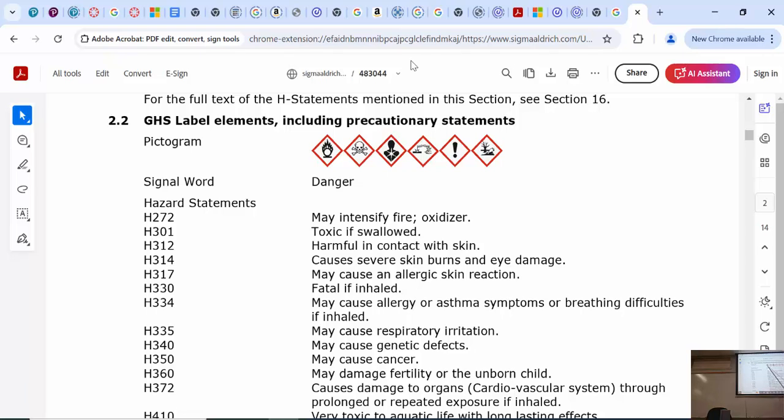This O means oxidizer, and it can cause fires, being a strong oxidizer. And this obviously is health risk, corrosives, inhalation hazard, caution. This one, actually, I don't know. I'll have to look that one up. But you can just read it here. May intensify a fire, etc.